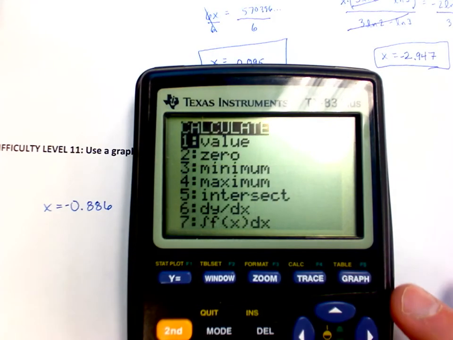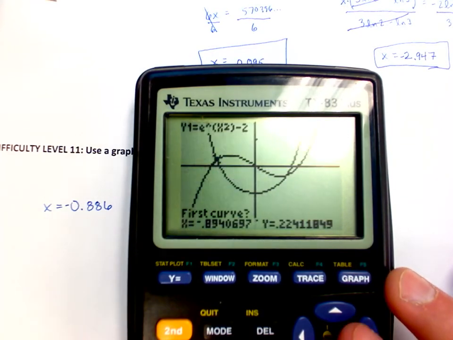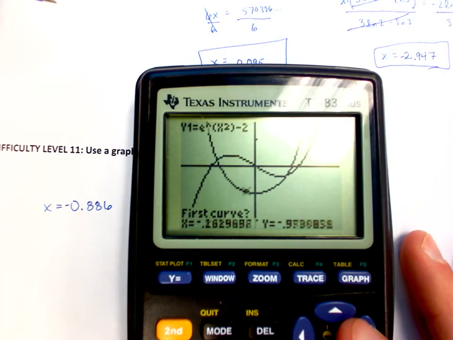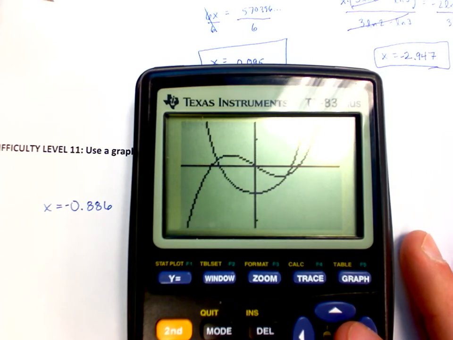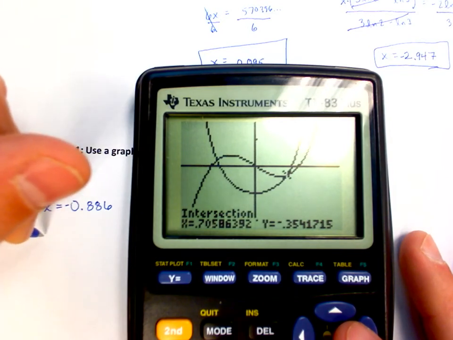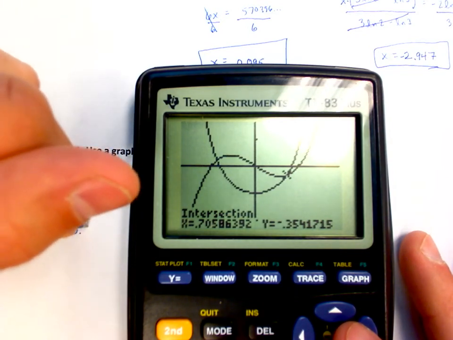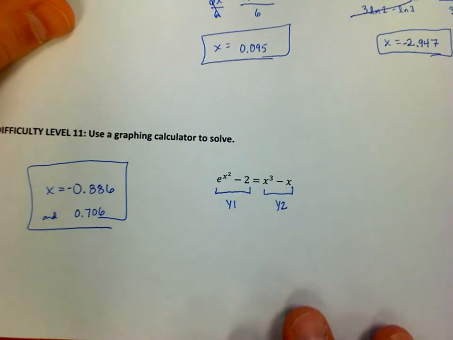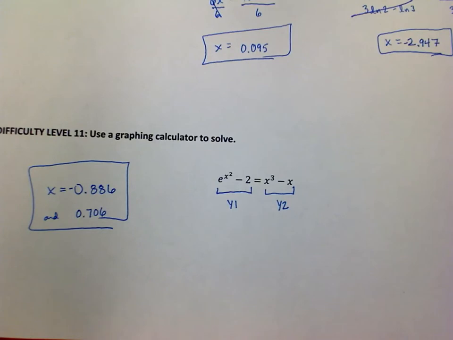And I'm going to repeat the process. Second, calculate. Option 5 is intersect. I'm going to scroll over here to the right-hand side. Enter, enter, enter. 0.706. So just remember, you can always go through and graph in order to solve and at least have the answers there so you can get the answer correct on, say, an end-of-course exam or an ACT test or something like that.